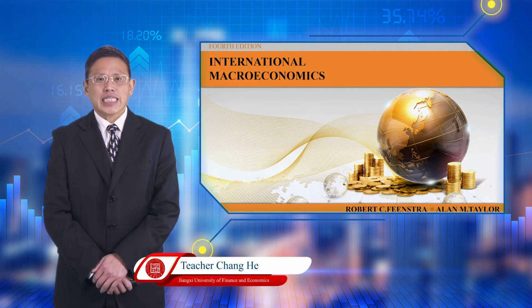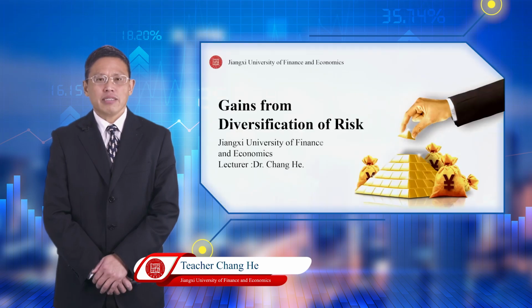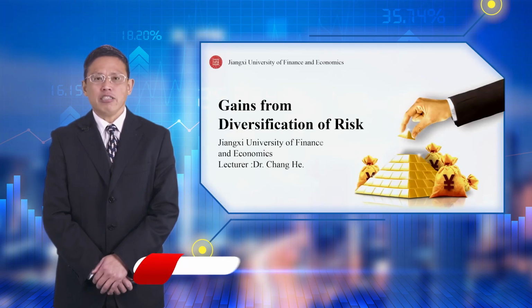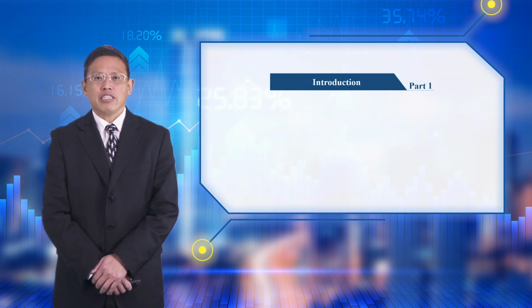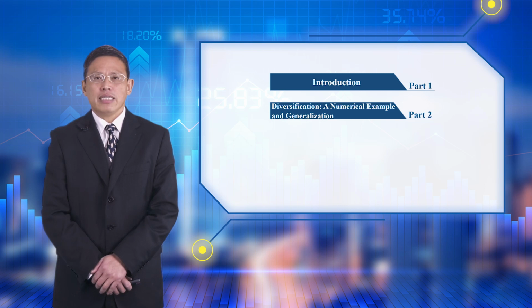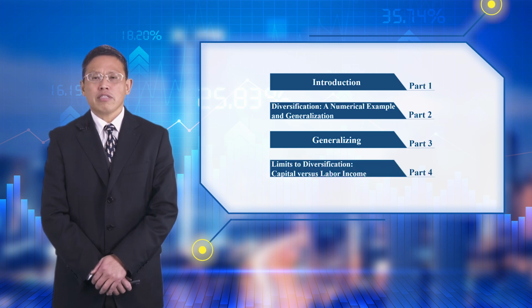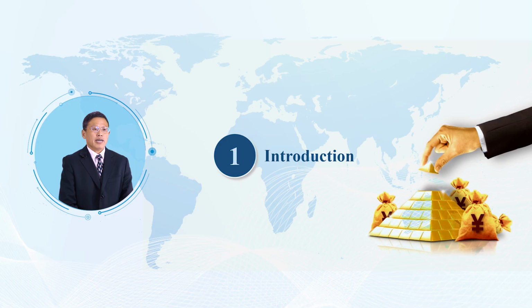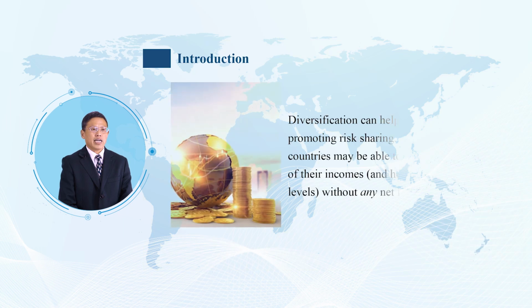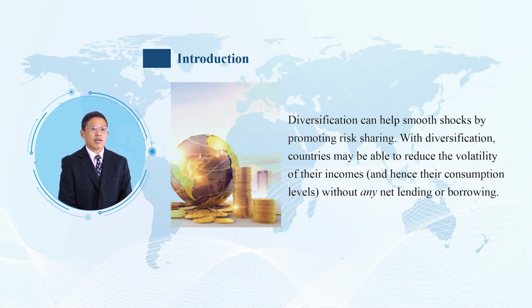Hello everyone, today we will learn 6.6 gains from diversification of risk. It includes: 1. Introduction, 2. Diversification, a numerical example and a generalization, 3. Generalizing, 4. Limits to diversification, capital versus labor income, 5. Summary. 1. Introduction. Diversification can help smooth shocks by promoting risk sharing.